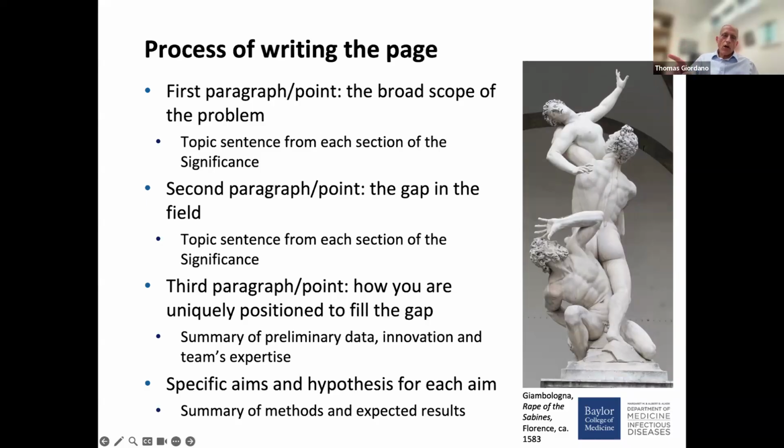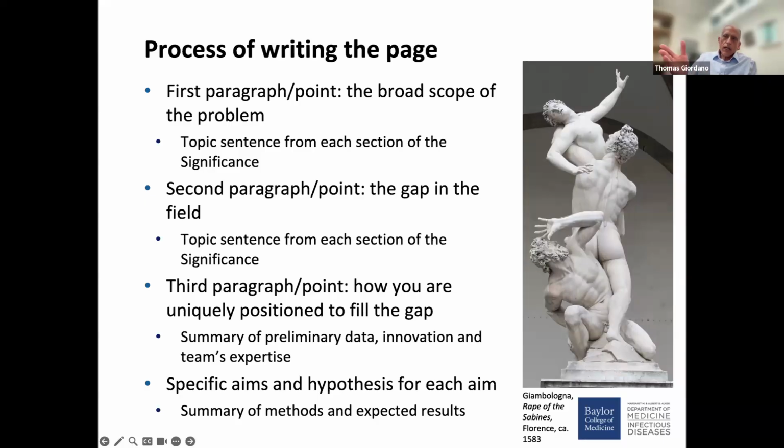And the picture of this sculpture here is to remind me to tell you a story. This sculpture is called The Rape of the Sabines, or The Abduction of the Sabine Women. It's by a guy named Giambologna. It's standing in Florence in the Loggia dei Lanzi. It's still there if you want to go see it. It's about 12 feet tall. It's a huge sculpture.